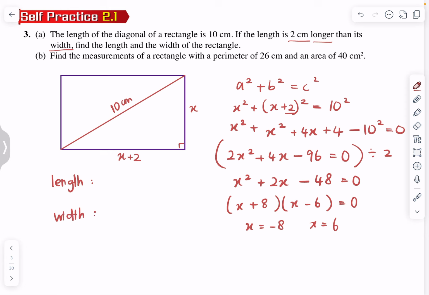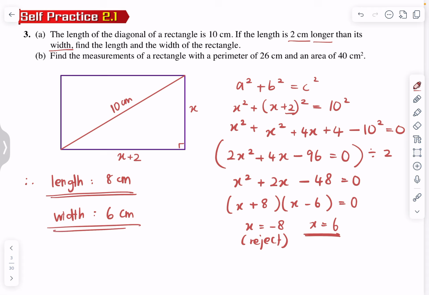So if we know x is negative 8 and 6, we need to look back at this. The width is x. So width cannot take negative values. So you can say this one is rejected. Reject this. So our x is 6. Okay. So if our x is 6, therefore our width will be 6 cm. And our length will be 6 plus 2. So length will be 8 cm. Done. This will be our length and our width.